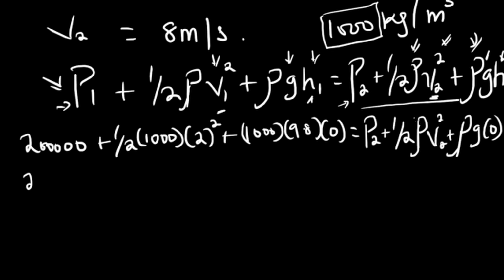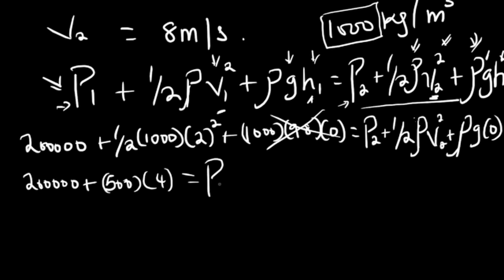So right here we have 200,000 plus half of 1000 is 500. So we now have 500 multiplied by 2 squared, which is a 4, right? Plus, but in this case, this is being multiplied by 0. So 1000 times 9.8 times 0 gives you a 0. This part goes away. Now this is equal to our P sub 2, which is our second pressure, plus.